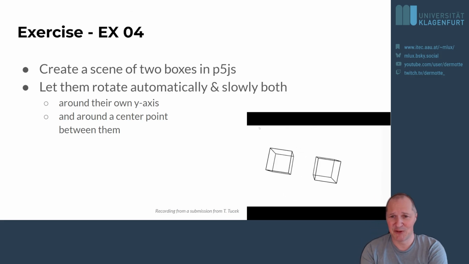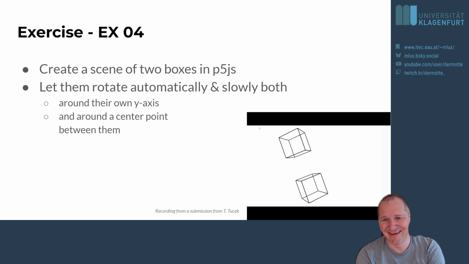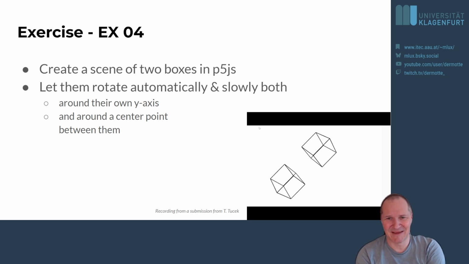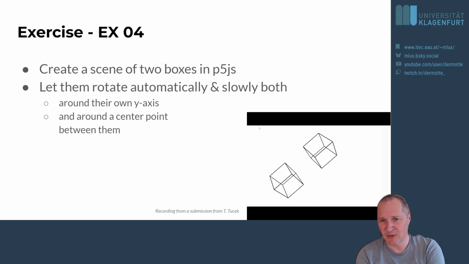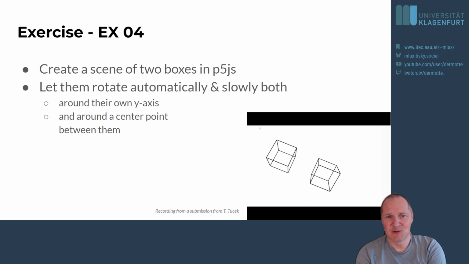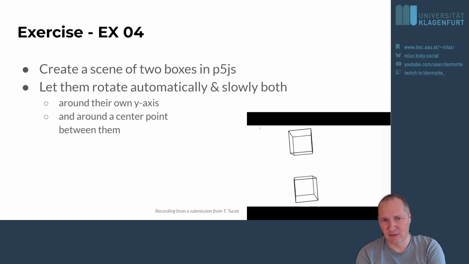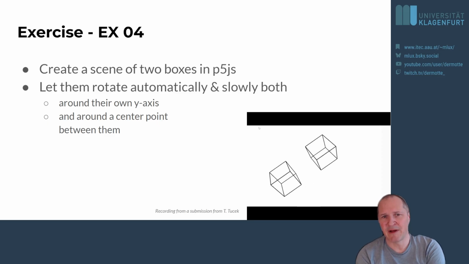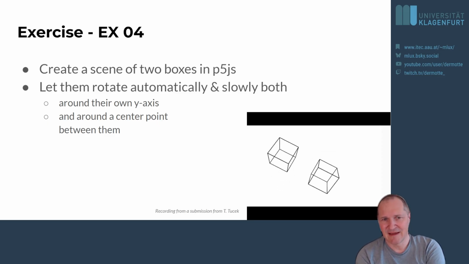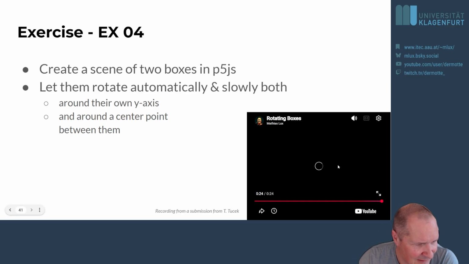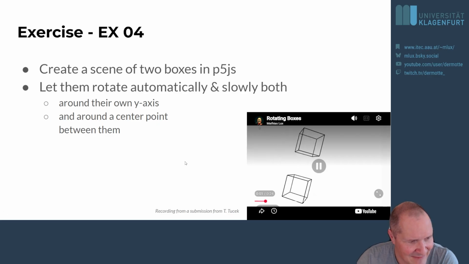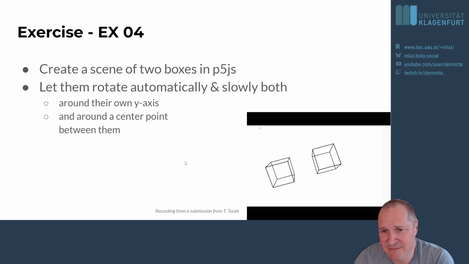I'd like to show you what Tom submitted in his time, which was perfect. You should create a scene of 2 boxes in p5.js. So that's easy. That's 2 times the box command. You should let them rotate automatically and slowly, both around their own y-axis and around the center point between them. It should look a little bit like that. And that's quite hard, okay?